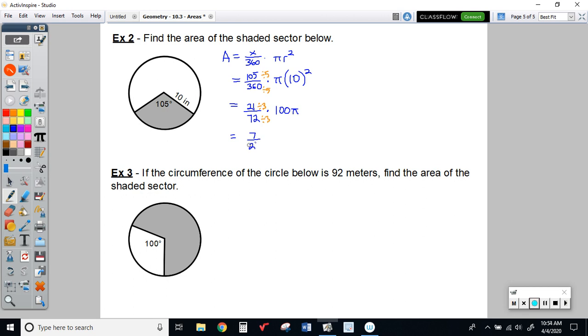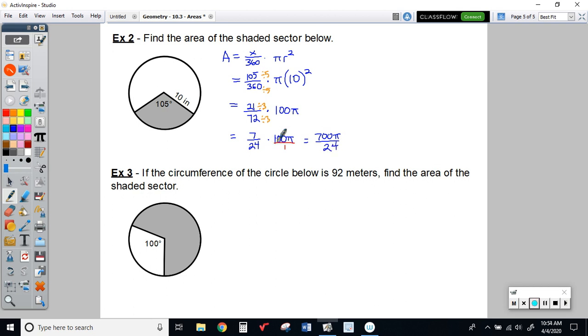But if you do it in 2 steps, 3 steps, not a big deal. So we've got that times 100 pi. And now I'll put this over 1 here, and then we can multiply that together. And so that would give me 700 pi over 24.